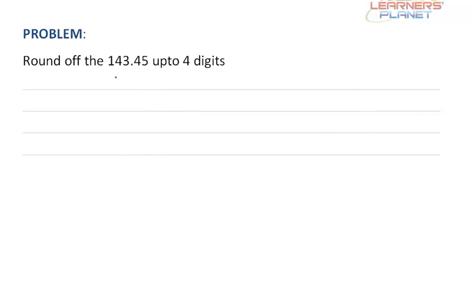Now let us look at the second problem. Round off 143.45 up to 4 digits. So 143.45 is to be rounded off up to 4 digits. That means you have to cut off. The cutoff digit is 5, which is followed by zeros. The preceding digit is 4, which is even. Okay. Now let us look at the rule that applies here.